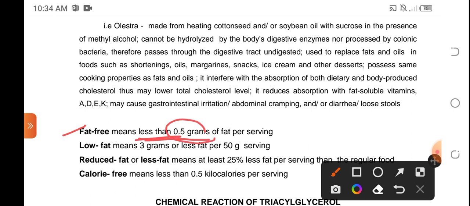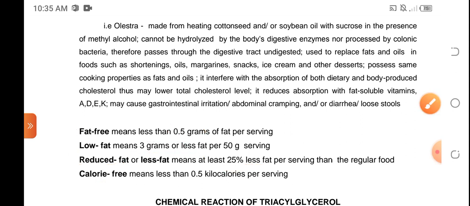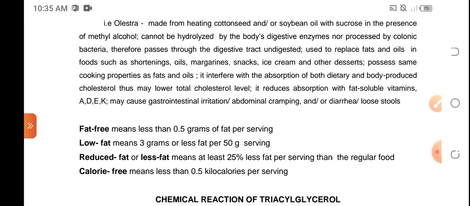Less than 0.5 grams. When we say low fat naman, this means 3 grams or less fat per 50 grams of serving. And when we say reduced fat or less fat, it means at least 25% less of fat per serving than the regular food. And the calorie-free, hindi ibig sabihin wala na siyang ibibigay na calorie. Rather, it means it could only give 0.5 kilocalorie per serving. Okay, so do not get confused pag sinabing fat-free, hindi na walang-wala na. Meron pa rin. Okay, pero konti na lang.